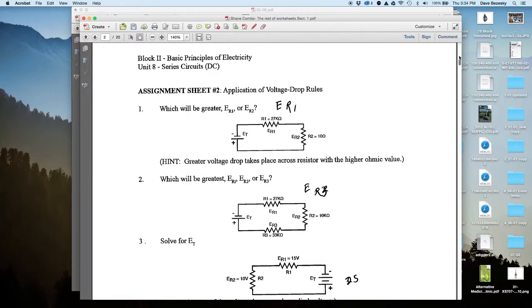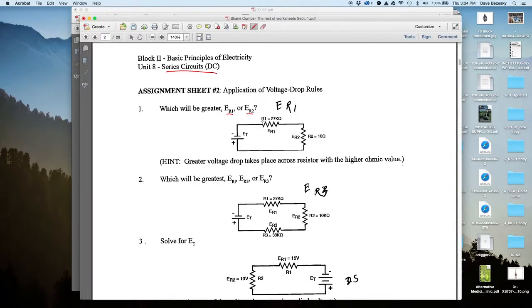Okay, looking at assignment sheet number 2 in series circuits, DC. Number 1, we want to know what's going to be greater, the voltage across R1 or the voltage across R2. When we went over the previous assignment sheet number 1, we talked about this a little bit. We said that in a series circuit, the largest voltage drop is going to occur across the largest resistor.